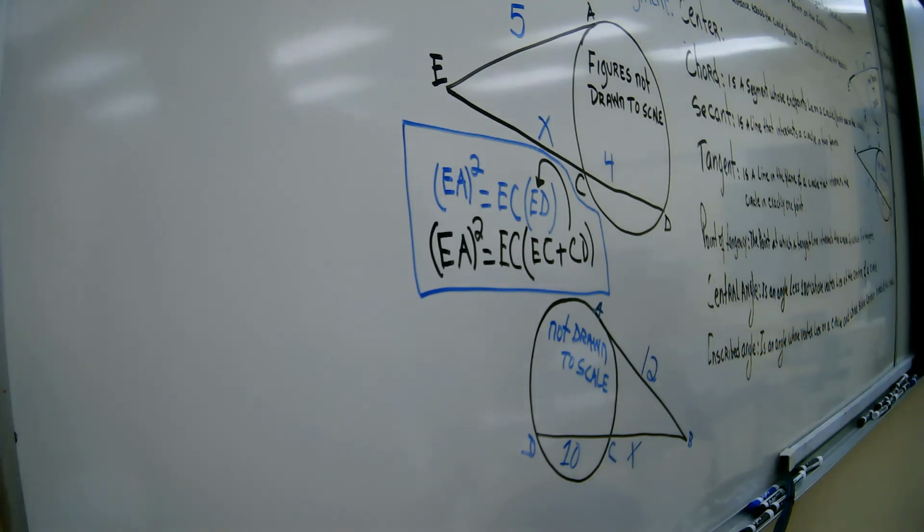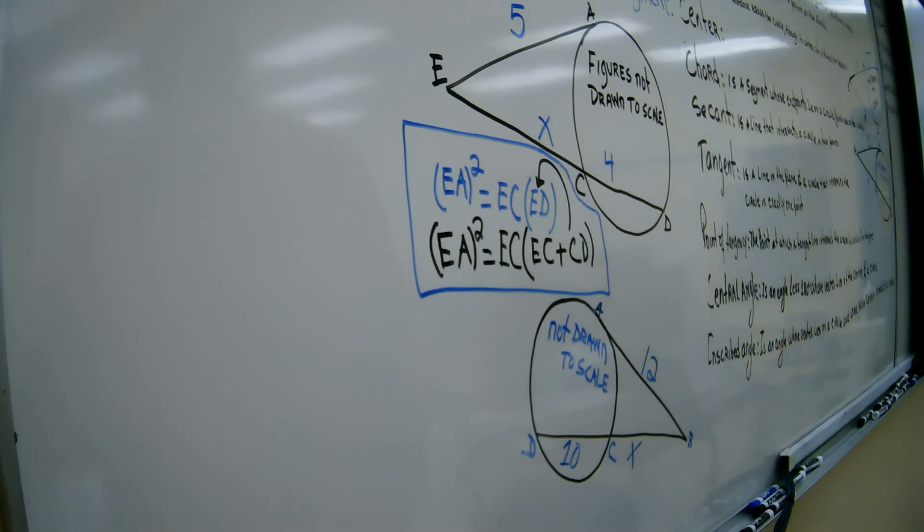Today we're going to look at another property of circles. Remember, we have been working on properties of circles. Today we're going to look at a secant and a tangent. All right? And when you have a secant and a tangent that share an external point, which is a point that is outside of the circle.